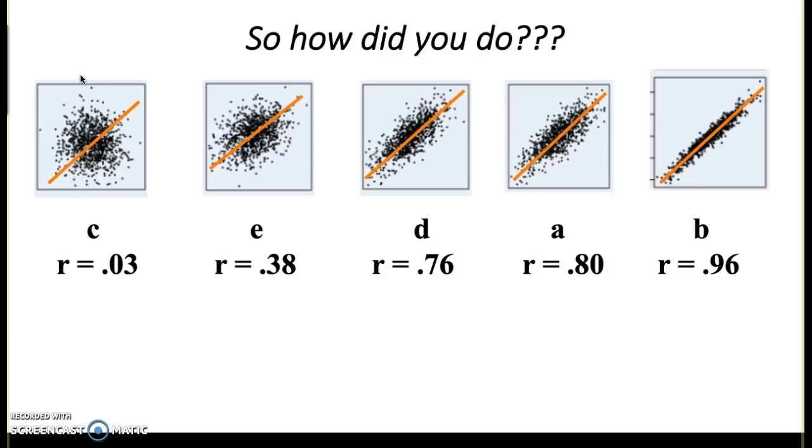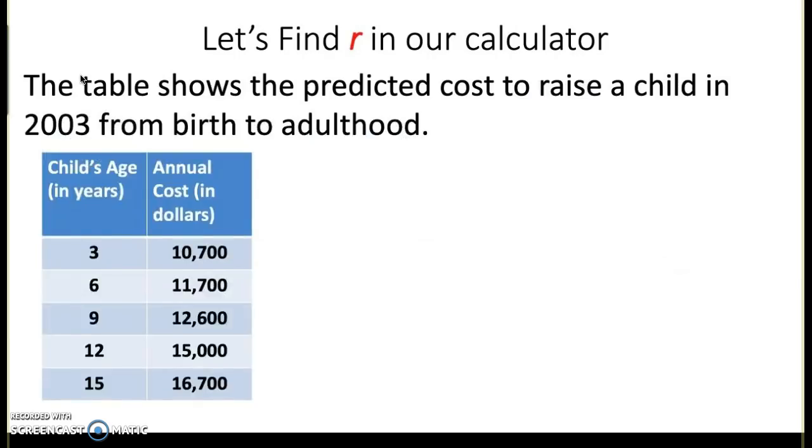And then up next, we are going to actually find the correlation coefficient in the calculator to describe a set of data. And so let's go ahead and do that. Here we have a table of values that we want to be able to find r for to describe the relationship between the x values, which represents a child's age, and the annual cost, which is the y value.